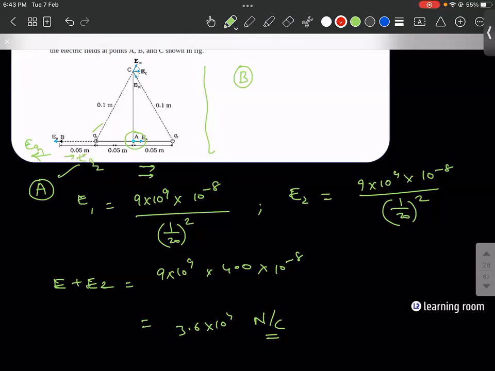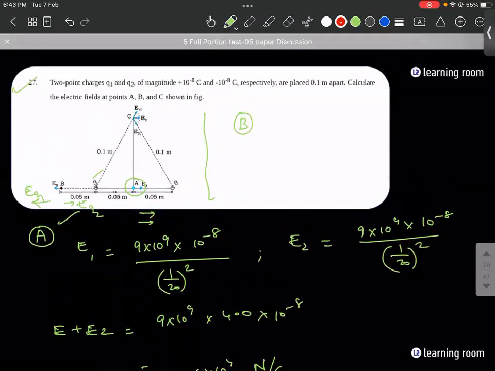Sir, can't we consider it as an axial point? You cannot, because the distance of separation is not in terms of angstrom. See, what is an electric dipole? Two charges of equal magnitude and opposite nature, separated by a very small distance. What is that small distance? It is generally in terms of angstrom or nanometer. Okay, you cannot do that.